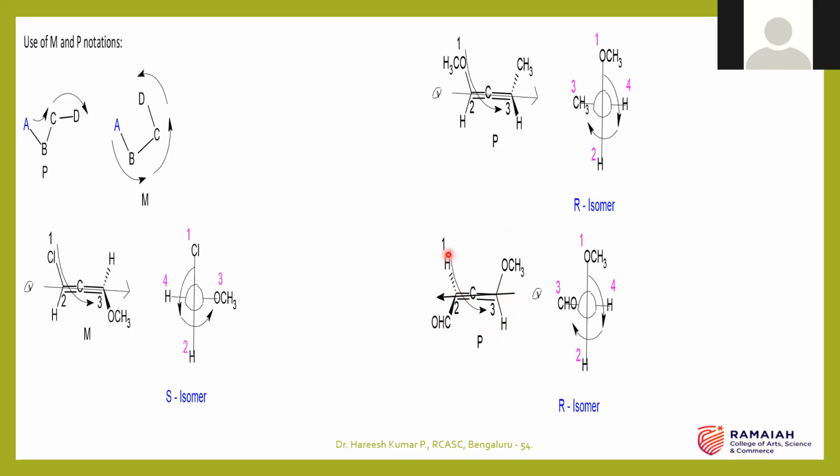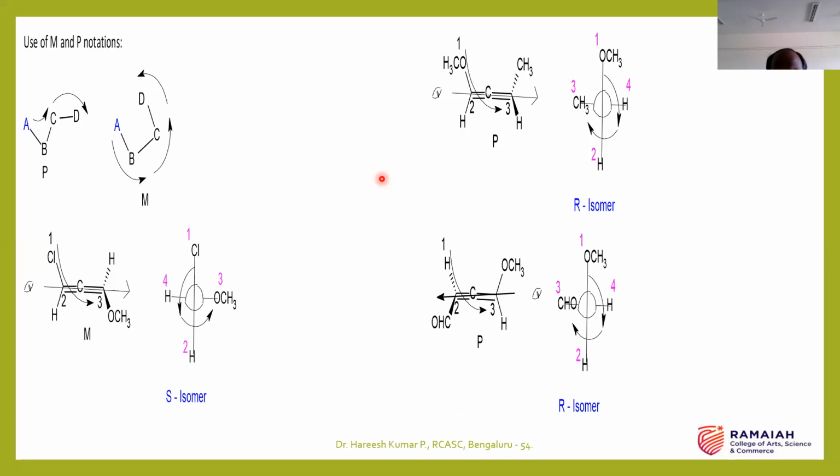Numbering from this carbon is not good. Numbering from this oxygen is good. Why? Because you are viewing from this side and these groups are nearer groups. These are far groups. That is the thing you need to correct here. So with this, I will go to the next slide.